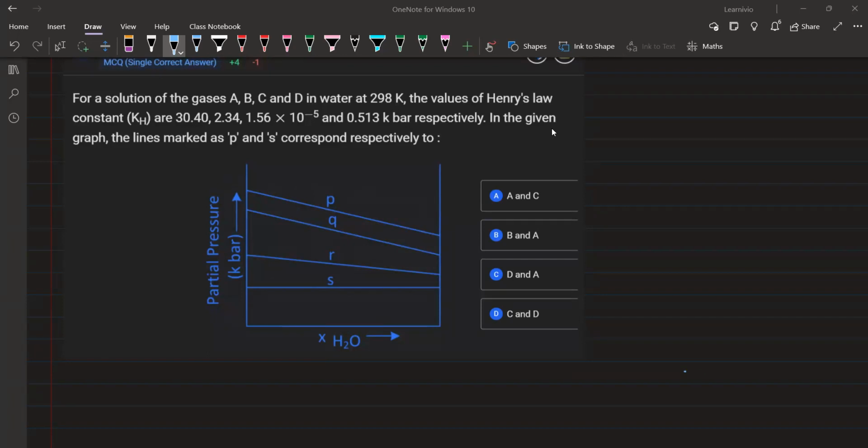So it is saying, for solution of gases A, B, C, D in water at 298 Kelvin, the values of Henry's law constant KH are given. These are the values given for Henry's law constant, right? 30.40, 2.34, 1.56, 8 into 10 to the power minus 5, 0.513 respectively. In the given graph, the lines marked as P and S correspond respectively to.